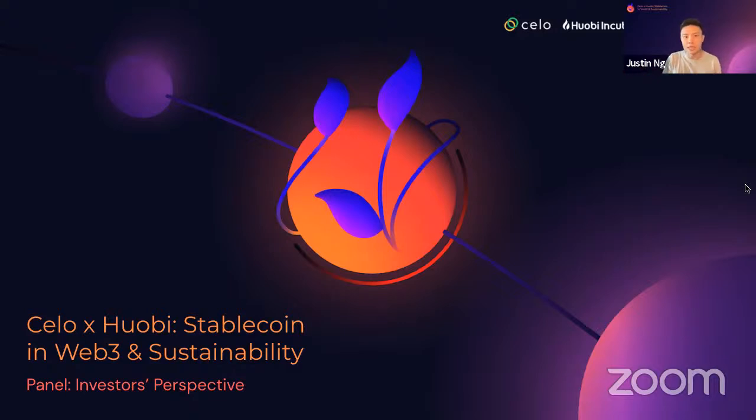This session today is very much in line with the Celo and Huobi Stablecoin in Web3 and Sustainability Hackathon, which is currently ongoing. We're in our first week, with 3.5 more weeks to go. Today is one of the sessions where we have invited a number of people in the investment space to provide a different perspective to help you refine what your idea or submission would potentially be for the hackathon itself.